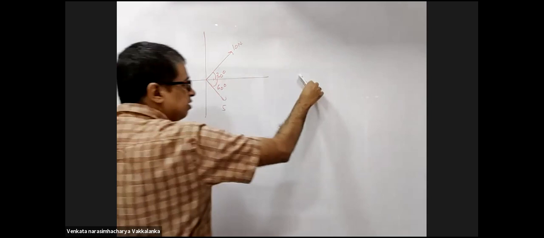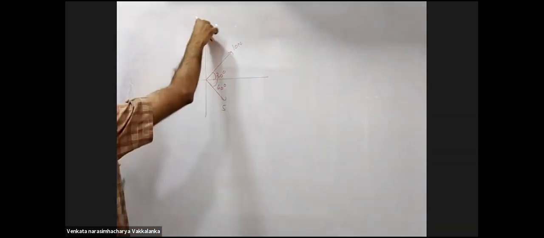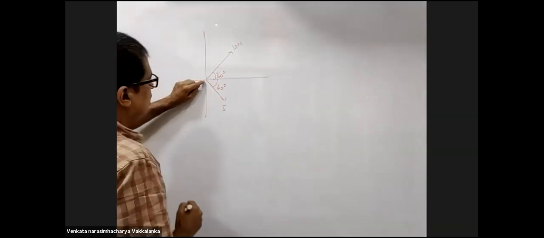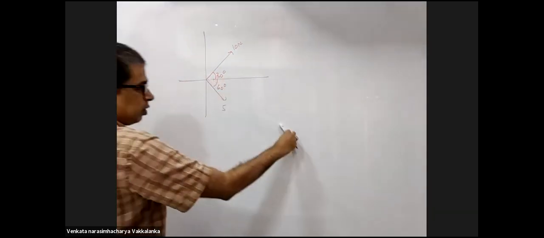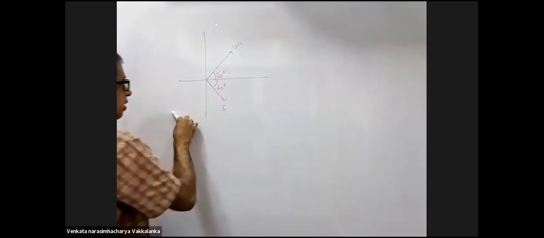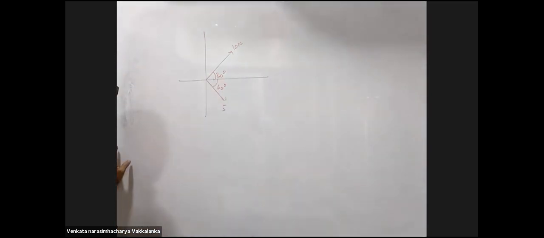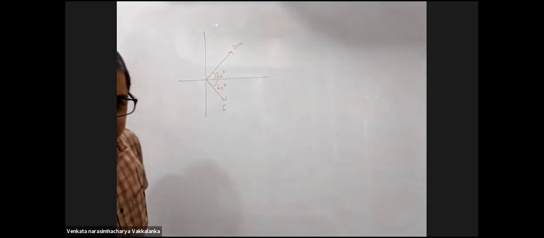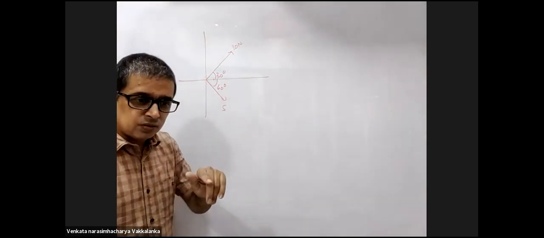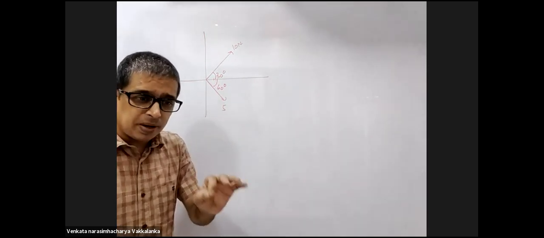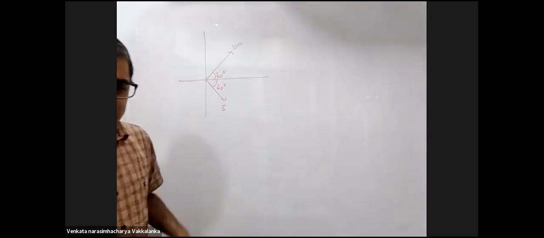I could have had the 5 Newton somewhere here, anywhere. I translated it and kept both the tails at one place for my convenience. 5 Newton could be here, here, here, anywhere. I translated it and kept it here. One way of solving them is to use the parallelogram law of addition.